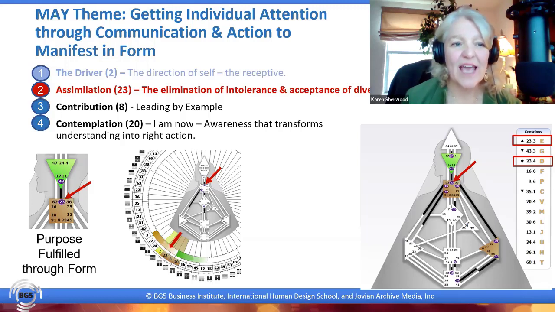Again, as we take a look at purpose fulfilled through form, we're going to be focusing on basically all of the traits that are there in communication and action. So here we're taking a look at the individual's trait of the 23. One of the things that you will notice is that the 23 and 43 are defined. They are in opposition in the wheel, meaning that the 43 is on the opposite side. I don't have it here in this image.